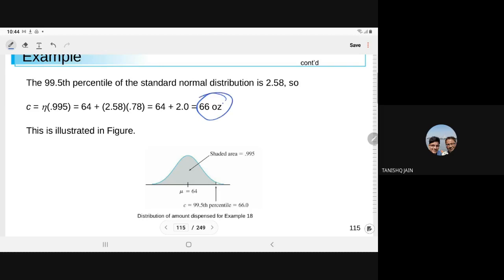So in this way you can determine the 99.5th percentile for the X from the 99.5 percentile for the Z. So the 99.5 percentile for the Z is 2.58. From there you can determine the 99.5 percentile for the X, that is 66 ounces.